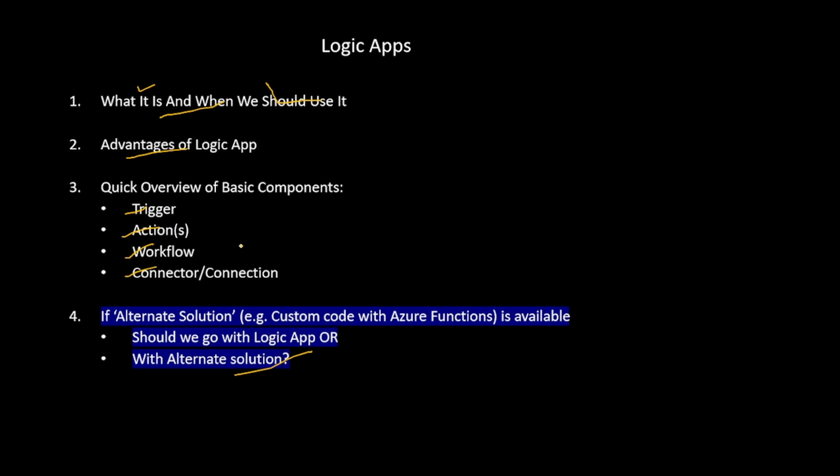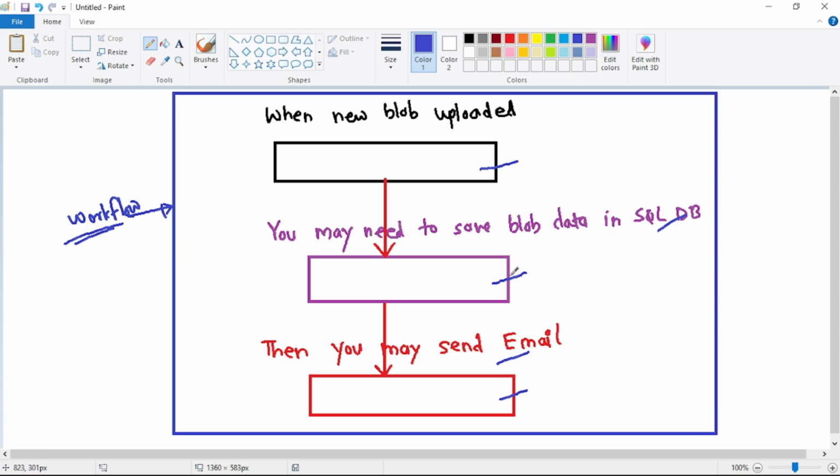And now let's try to understand the basic components in Logic App, that is trigger, actions, workflow and connector. So again guys, let's say we have this requirement that when a new blob is uploaded, we should read the blob name and blob URL. We should save that blob name and blob URL in SQLDB, and then we should send the details to the user over email, right? So guys, again this is our overall workflow, right?